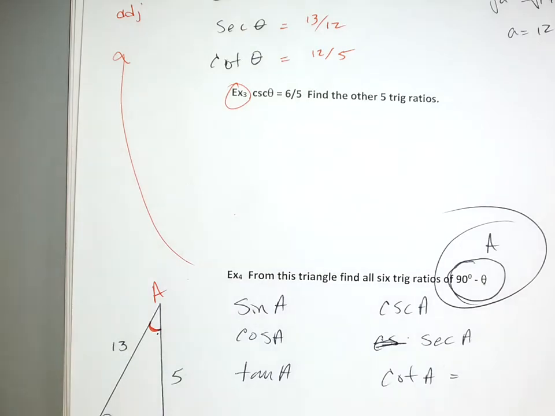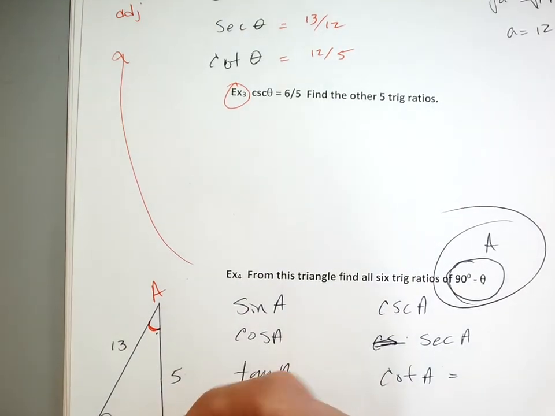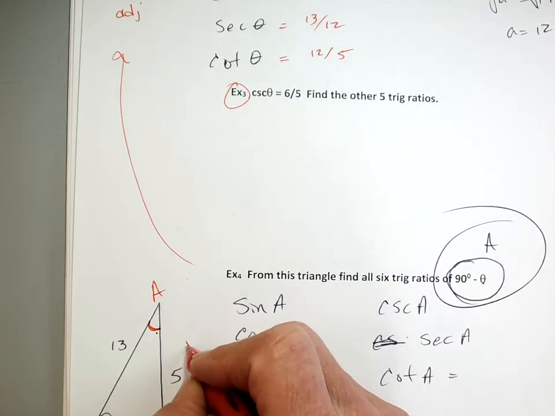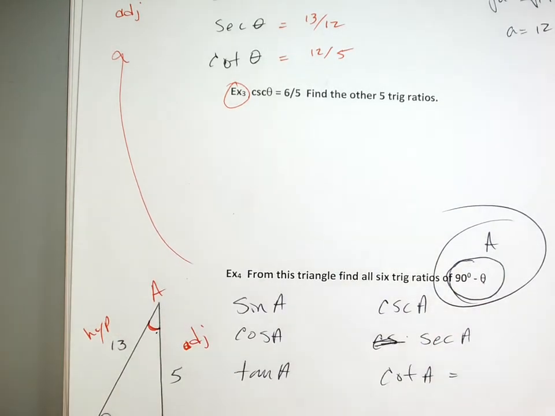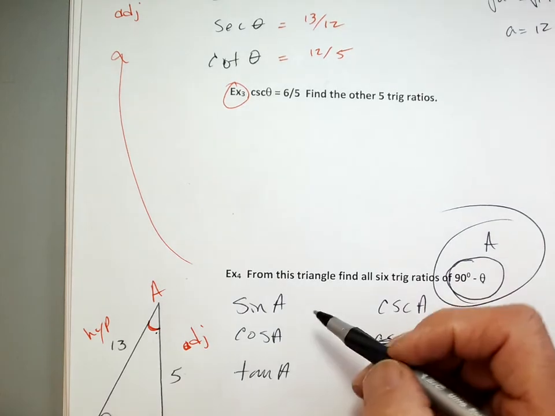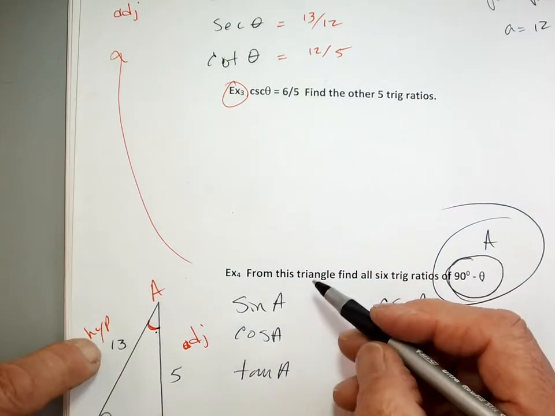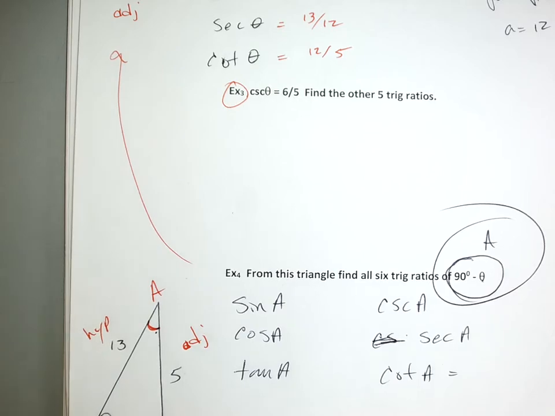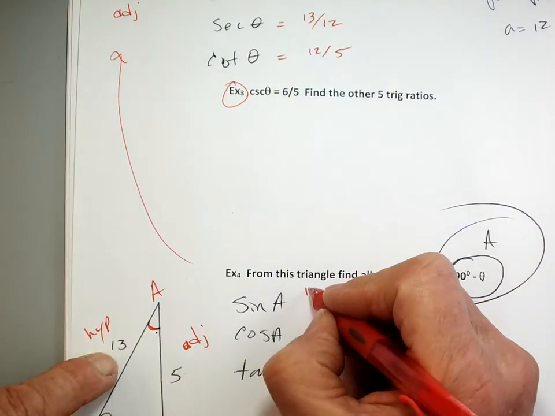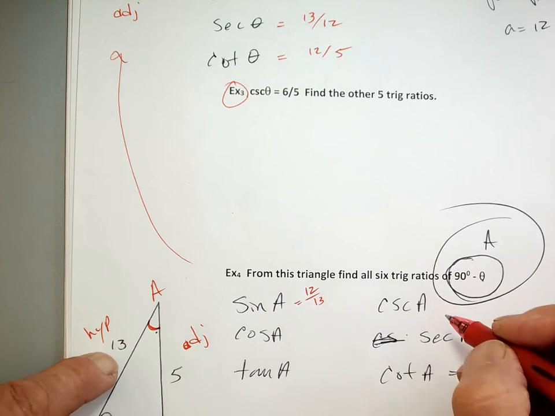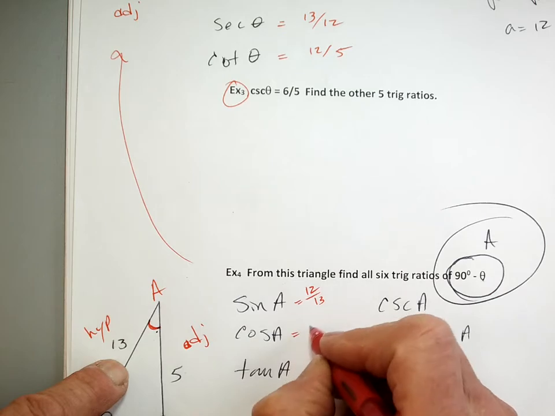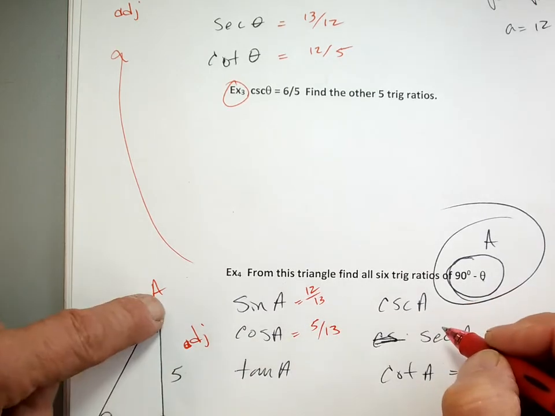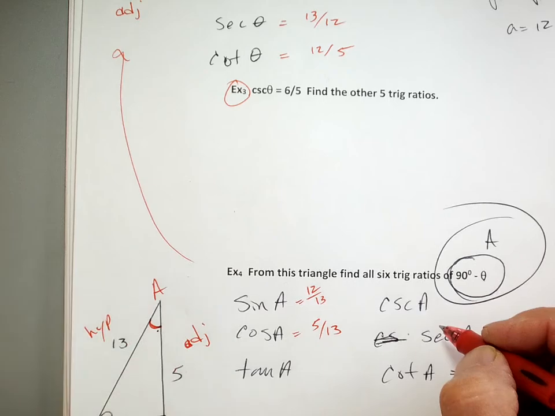So it changes around. And now this is my opposite side, right? This is now my adjacent side. And this is now my hypotenuse. So things just switched around, okay? So sine, which is going to be opposite over hypotenuse, is going to be 12/13. Cosine, which is adjacent over hypotenuse, is going to be 5/13. Tangent, which is opposite over adjacent, is going to be 12/5.